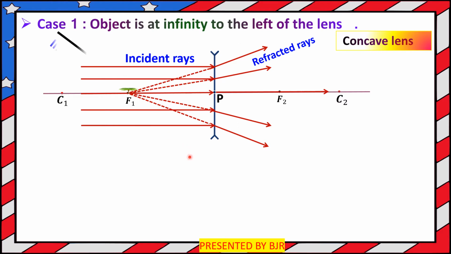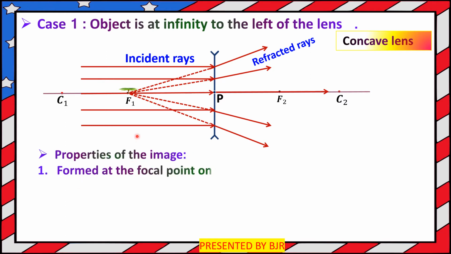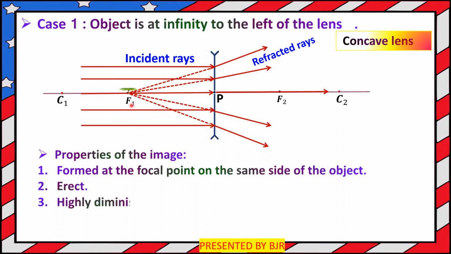This one is the image. While writing the properties of the image, I use the mnemonic order LOST. First I will write the location, second orientation, third size, then type. Properties of the image formed here: location. Where the image has been formed in this case? The image has been formed at the focal point on the same side of the object here.